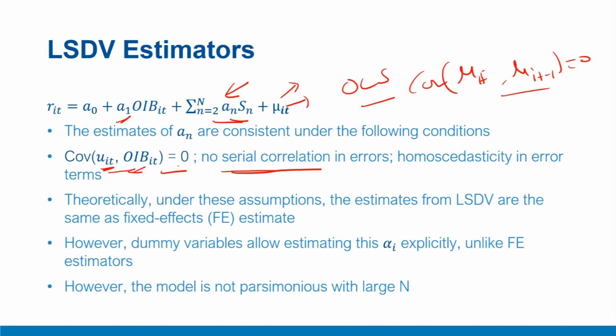And also there is homoscedasticity in the error term, which means the variance of the error term is constant across different values of the dependent variable. It is not systematically varying. The variance of the error term is not systematically varying, which is called homoscedasticity. Then under these conditions, we can take our estimates of alpha i's as consistent.